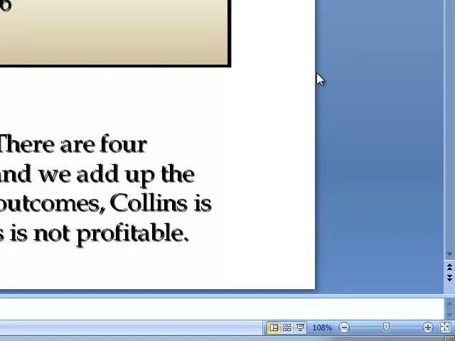Note that this does not say anything about Collins. There are 4 outcomes where Markley is profitable. In 2 of those outcomes, Collins is not profitable, while in 2, Collins is profitable. But all we care about are the sample points or outcomes where Markley is profitable.